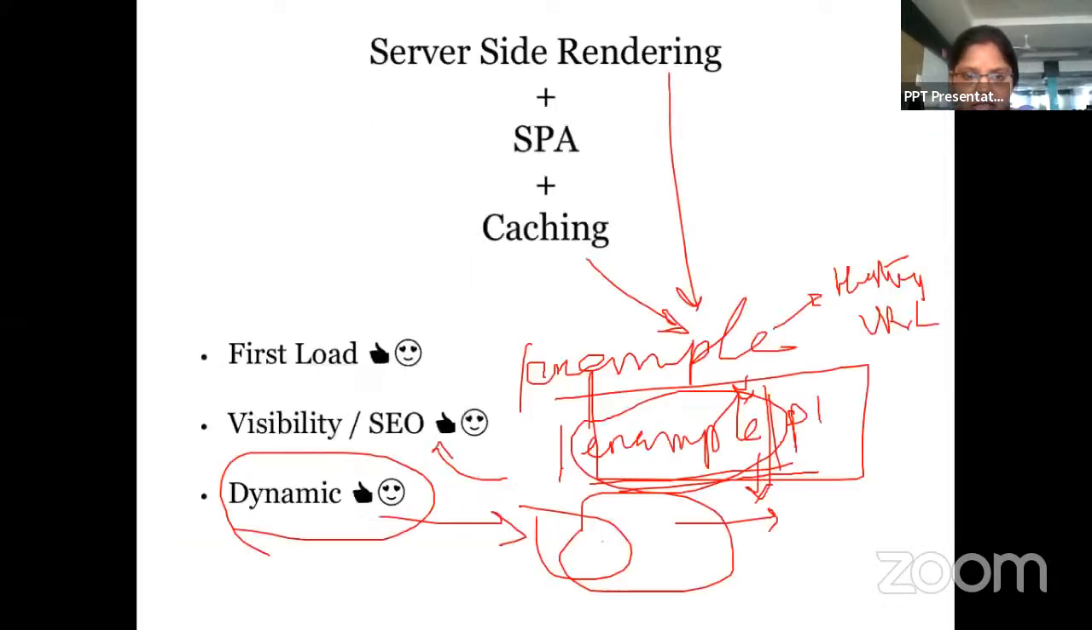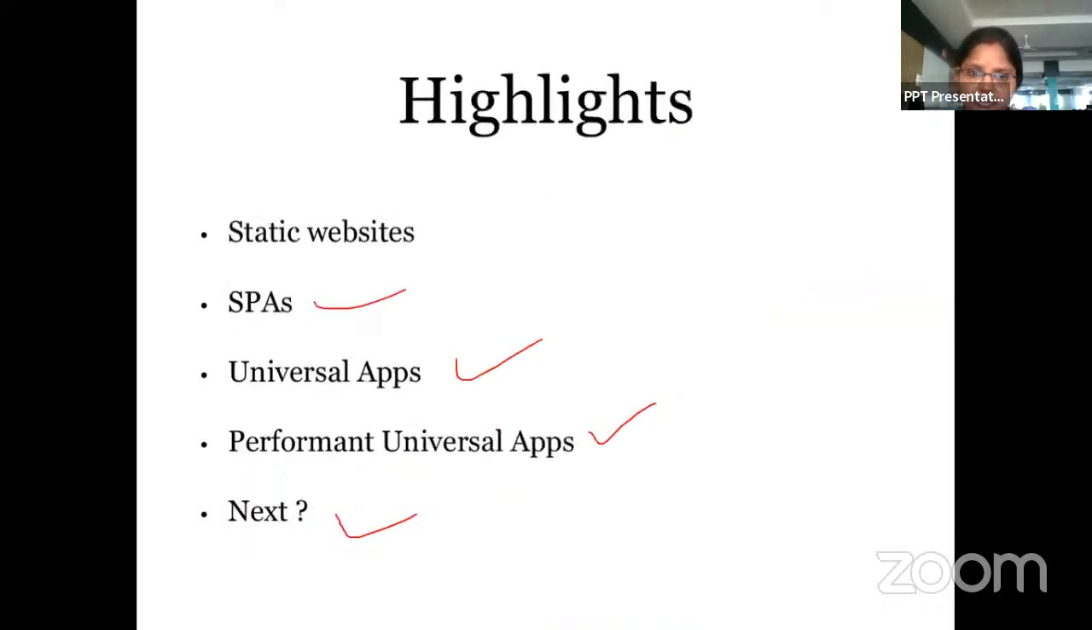And this you can achieve only with the help of server-side rendering, single page applications, as well as cache. The benefits of this are that you won't face any problem in the first load also. You are able to achieve search engine optimization also because of the way you represent your URL. And this is dynamic too. The data which is bound once is set, and if there are any changes, it automatically updates with the help of the virtual DOM. So this is the overview. All right.